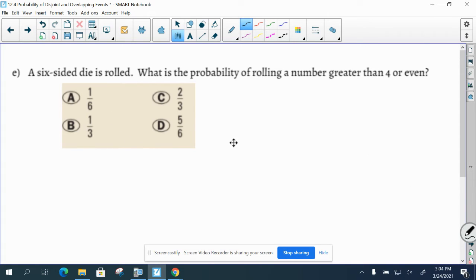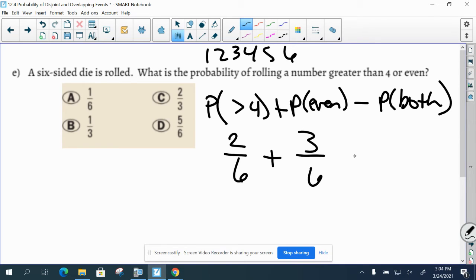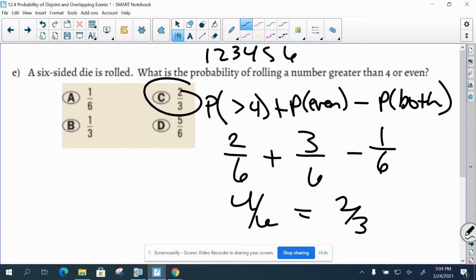Okay, and then a 6-sided die is rolled. What is the probability of rolling a number greater than 4 or even? So once again, 1, 2, 3, 4, 5, 6. The probability of it being greater than 4 plus the probability of being even minus the probability of both. So the probability of it being greater than 4 would be 5 and 6, so 2/6, plus the probability of it being even, which would be 3/6, because 1/2 of them are even, minus the probability of both happening. So out of the 5 and 6 from greater than 4, only 6 was even, so that would be just 1 over 6. So this would give us 4/6, which is 2/3. So C.